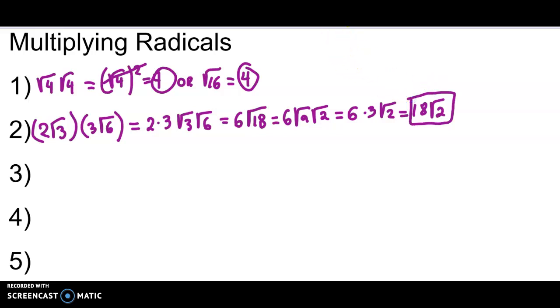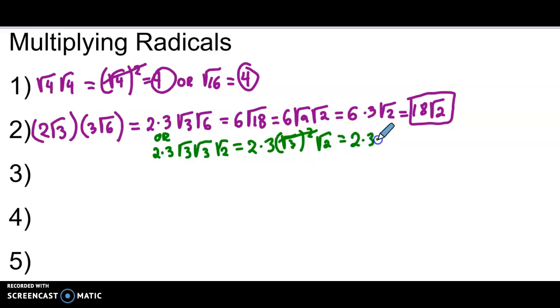Another way to look at this problem, from here, let me just write here, I can do 2 times 3 that was there. 3 is a prime, and I can bring 6 down to its prime factors. So I have 2 times 3, I have 2 square root of 3's, which means square root of 3 to the second. The square root and the square undo each other, and I'm still stuck with the square root of 2. So that would be 2 times 3 times 3 times square root of 2. 6 times 3 is 18, square root of 2. So guess what? I got the same answer.